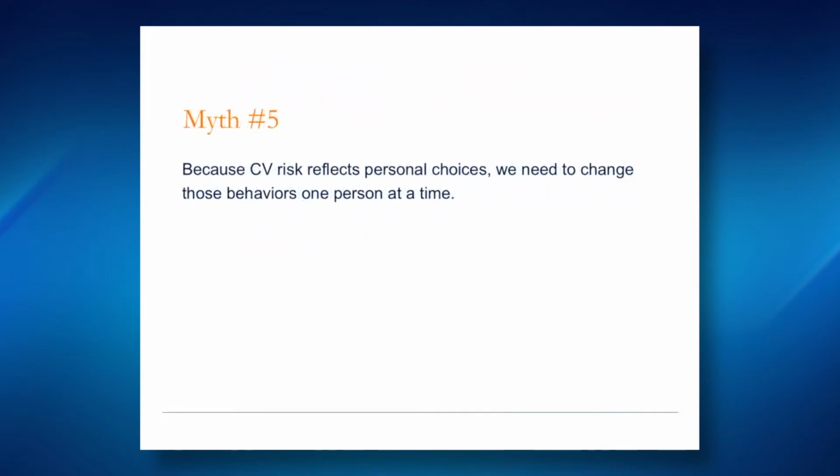So the last myth I'm going to talk to you about is: because CV risk reflects personal choices, we should change one person's behavior at a time. Now, I know I'll get a chuckle out of this, but it turns out both parts of the statement are untrue. Yes, I make the decision to smoke or I make the decision to eat McDonald's, but my decisions are in the context of what is available to me, what society has decided to subsidize or otherwise.